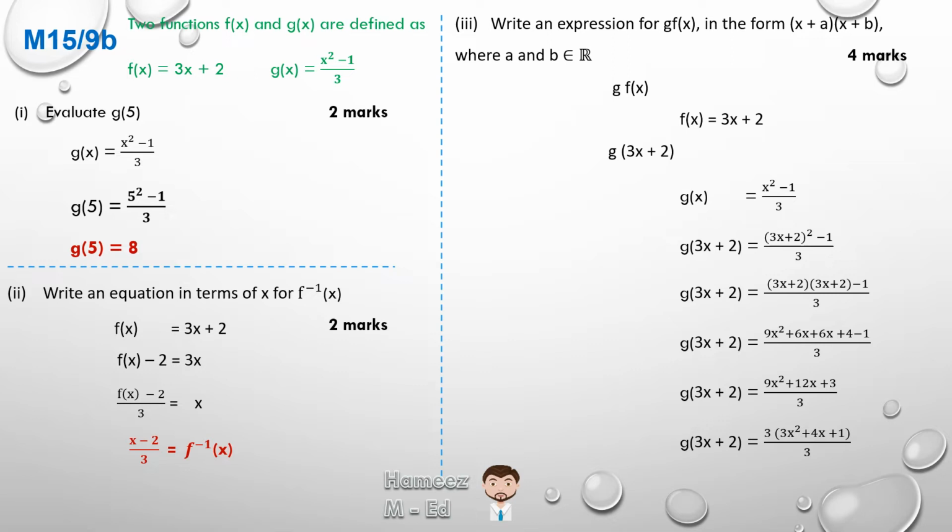And now what can we do? The 3 on top and below can cancel, so we're left with 3x squared plus 4x plus 1. And we can factorize that, and that's going to give us 3x plus 1 by x plus 1. So g of f of x has been written in that form as suggested above.